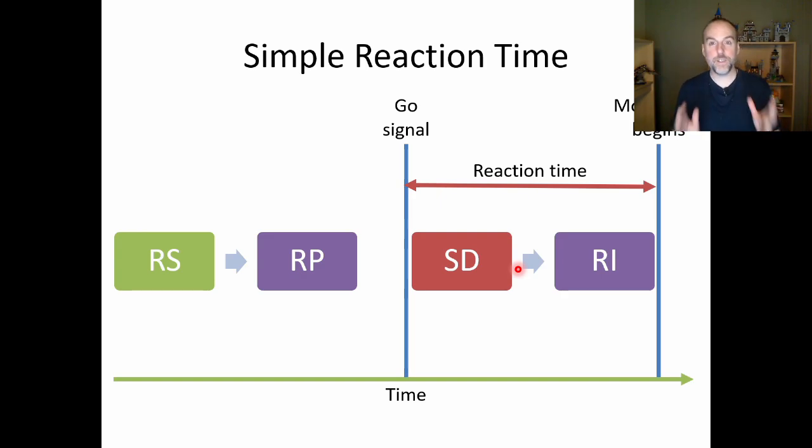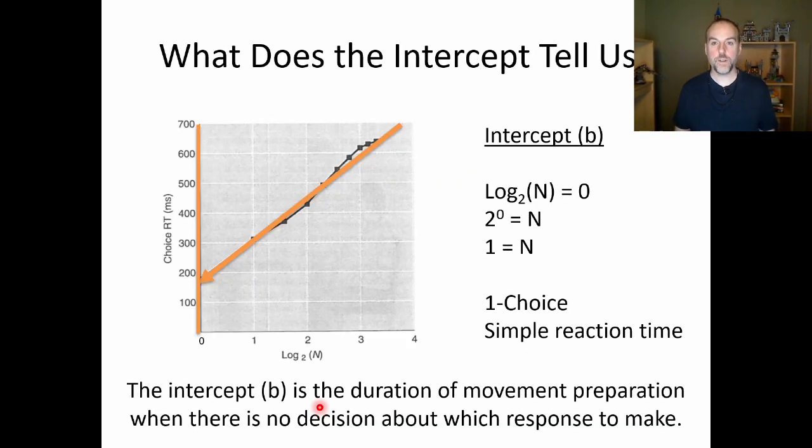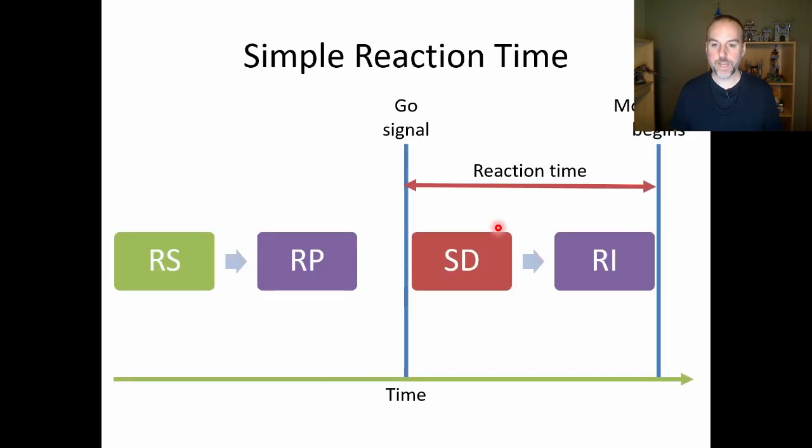And this is the easiest possible reaction time task. Because you know the response in advance, you can select that response before the go signal, program that response, and then when you get the go signal, all you have to do is detect, yes, I saw a light, and go ahead and initiate that response that was pre-programmed. So the intercept is estimating reaction time for the simplest task, simple reaction time, when all you need to do during the reaction time is detect the go signal and initiate a response.